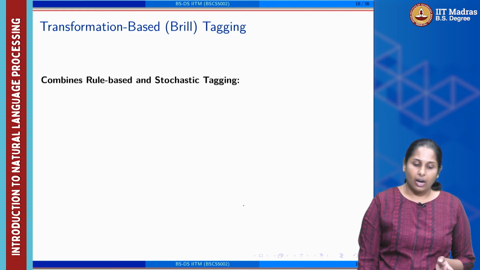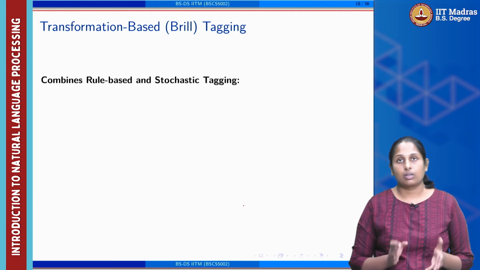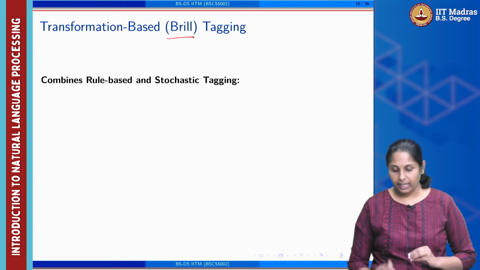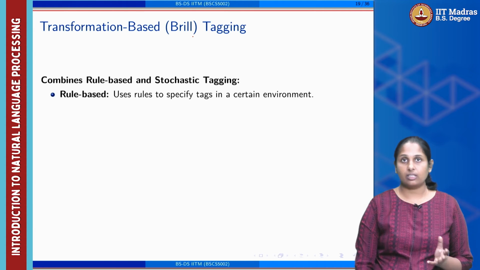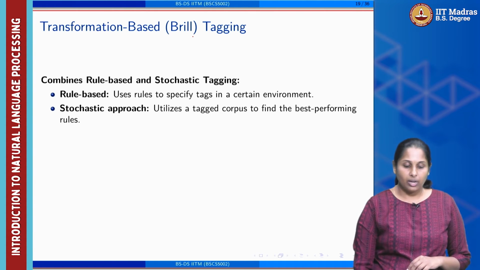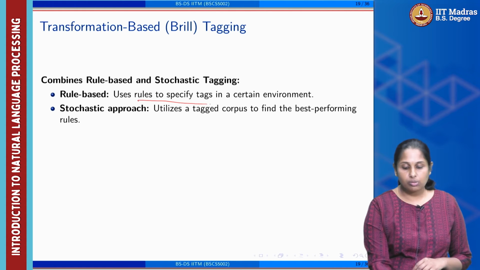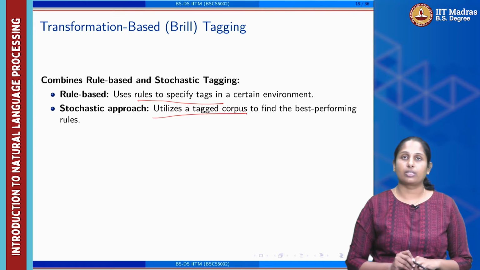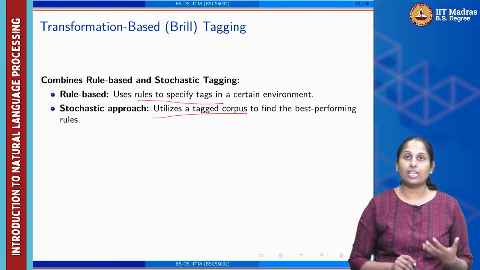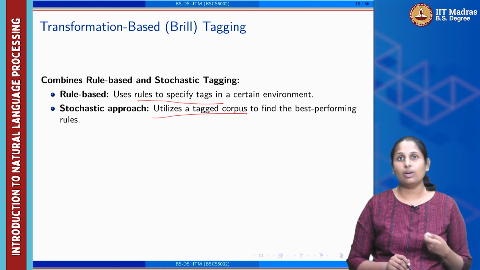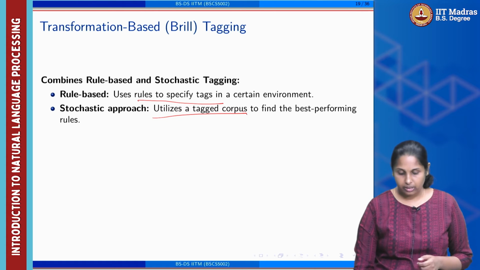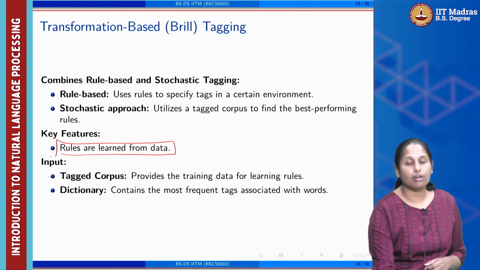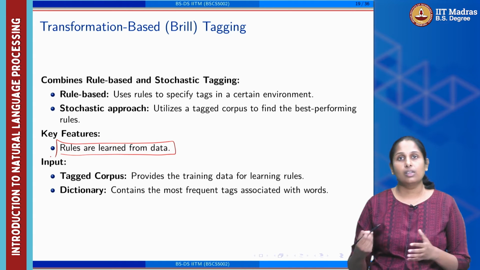Now, actually in transformation based tagging, especially Brill tagging, he used both a rule based approach and some kind of statistical approach. Stochastic is nothing but a statistical approach. So in this case, it uses rules to specify the tags in a certain environment, and it utilizes a tagged corpus to find the best performing rules, especially looking at the probability and finding the best tag in the given context. So the key feature here is that the rules are learned from data instead of being hard coded by an expert.